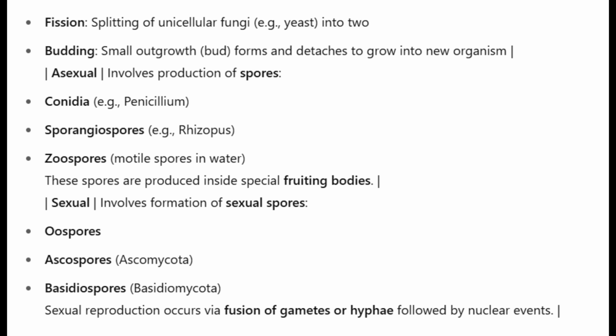Non-motile spores found in fungi like Penicillium. Sporangiospores, found in Rhizopus, are formed inside sporangia. Zoospores are motile spores found in aquatic fungi. They use flagella to move through water. These spores are often produced inside distinct fruiting bodies, and they ensure quick spread and colonization.